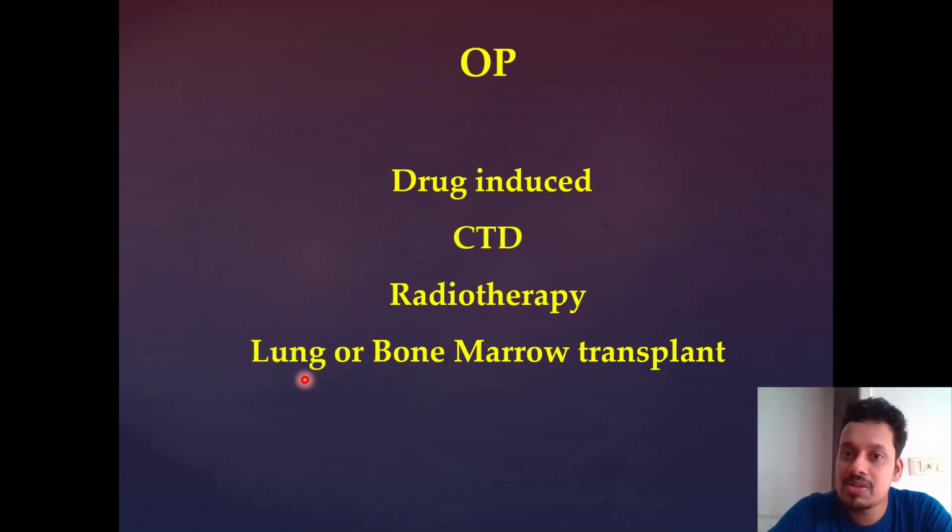What are the other causes of organizing pneumonia? Some drugs, some connective tissue disorders, radiotherapy, lung or bone marrow transplant are the most common differential diagnosis in a case of organizing pneumonia. And just like in a case of NSIP, always CTD has to be excluded in a patient with organizing pneumonia before labeling it as cryptogenic organizing pneumonia.